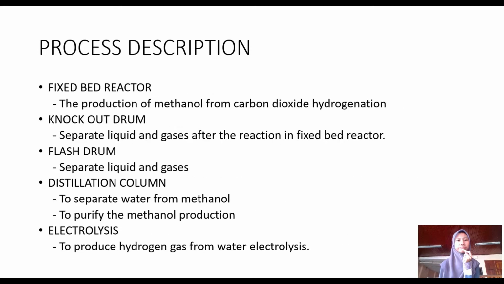The fixed bed reactor is for the production of methanol from carbon dioxide hydrogenation. Knockout drum separates liquid and gases after the reaction in the fixed bed reactor. Flash drum separates liquid and gases. Distillation column separates water from methanol and purifies the methanol production. And the last one is electrolysis, which is to produce hydrogen gas from water electrolysis.